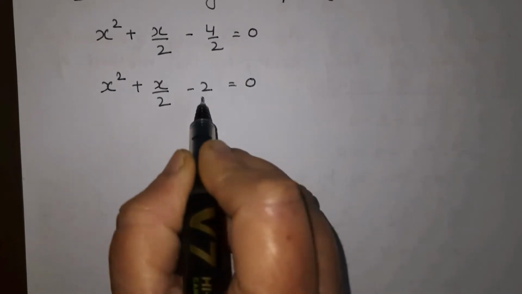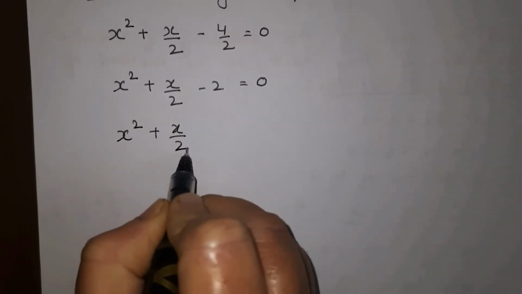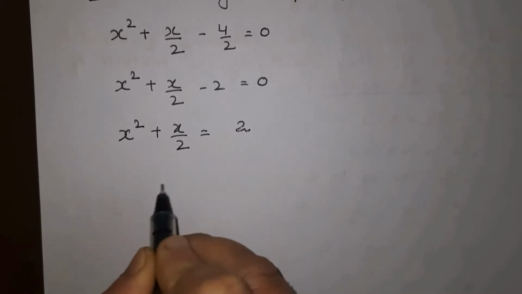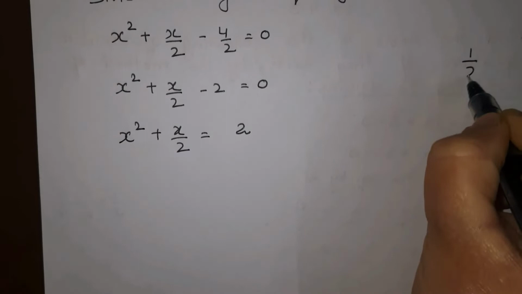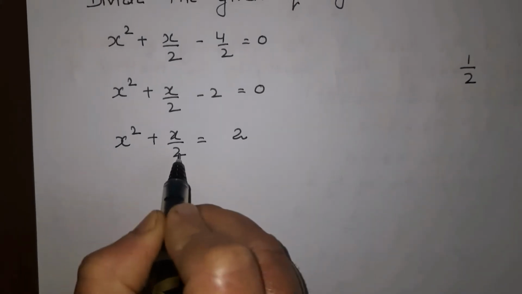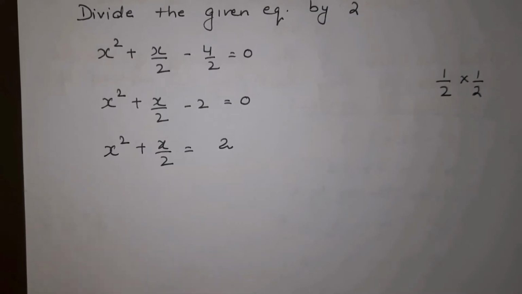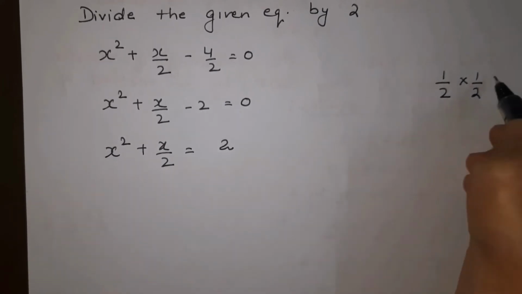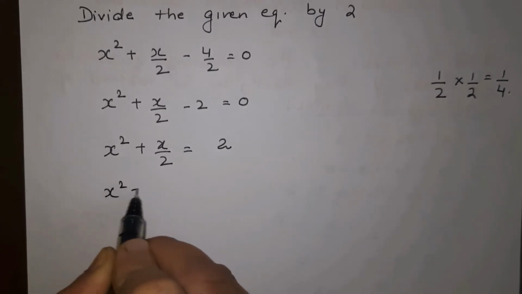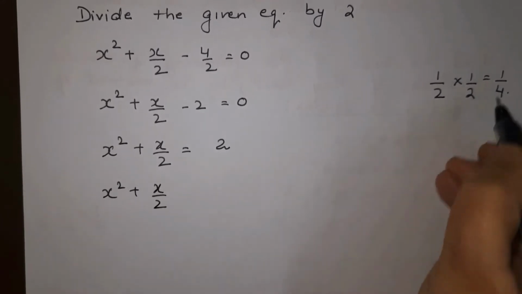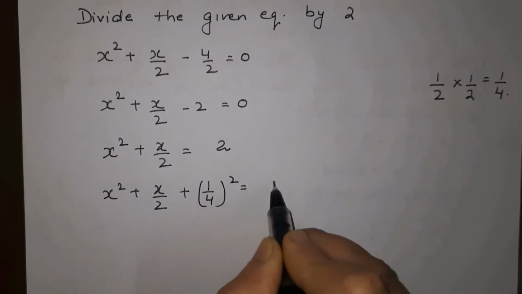Second step, take the constant to the other side. So 2 will go to this side. Third step, take the coefficient of x, which is half. Coefficient of x is 1 by 2. Multiply it by 1 by 2. You have to multiply the coefficient of x with 1 by 2 every time. So this is 1 by 4. So the next step is: the number that you are getting, square that number and add it to both the sides like this.